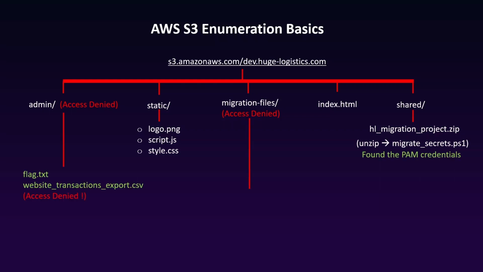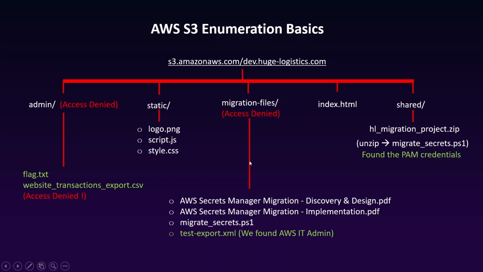Okay, we have unzipped this file and we found the PAM credential. After finding this credential, we configured it, and then we can see the content of the admin file. Okay, but we cannot download this file. We cannot copy the files. That is the reason I've said access denied here. By using this credential, we can access the migration files, right? And in the export.xml file, we have found the AWS IT admin access key and secret access key. And after that, the access was granted.